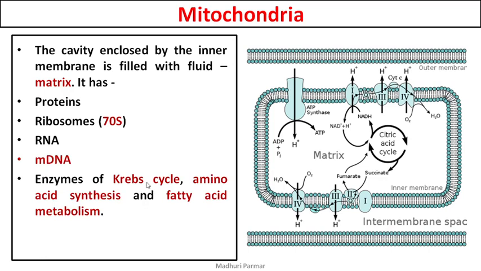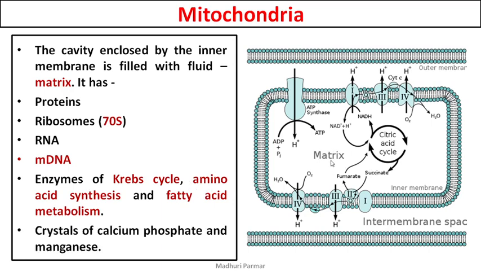It has enzymes for the Krebs cycle; the citric acid cycle enzymes are present in the matrix. Then amino acid synthesis and fatty acid metabolism will all occur in the matrix. It also has a few crystals of calcium phosphate and manganese.